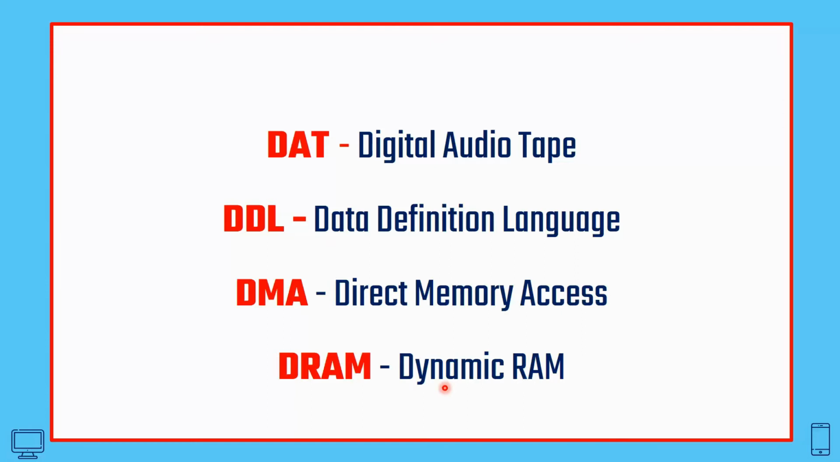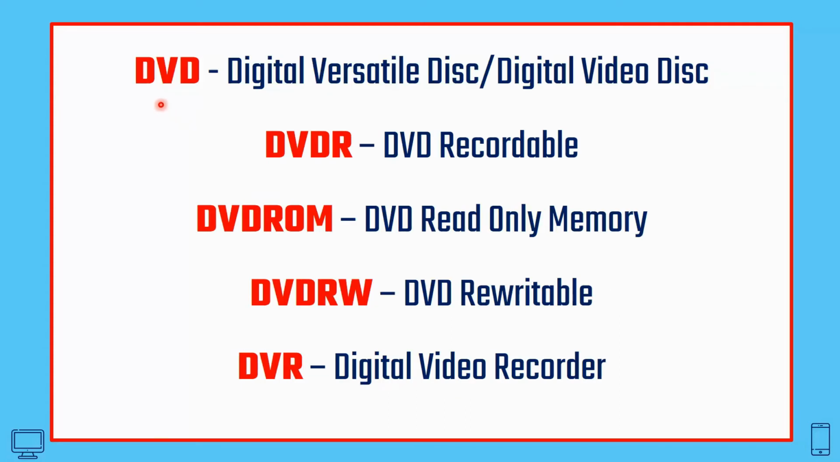DRAM is a type of semiconductor memory that is typically used for the data or program code needed by a computer processor to function. Next, DVD. DVD stands for Digital Versatile Disc or Digital Video Disc. It is a digital optical disc storage format invented and developed in the year 1995 and released in late 1996.